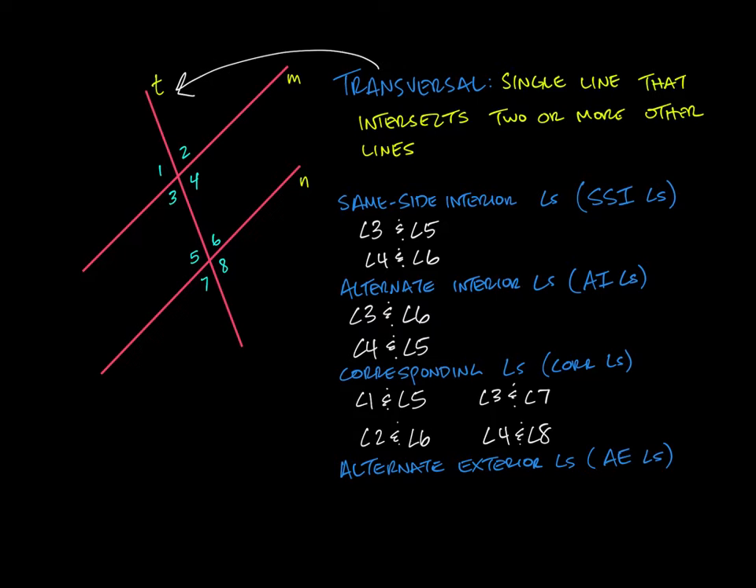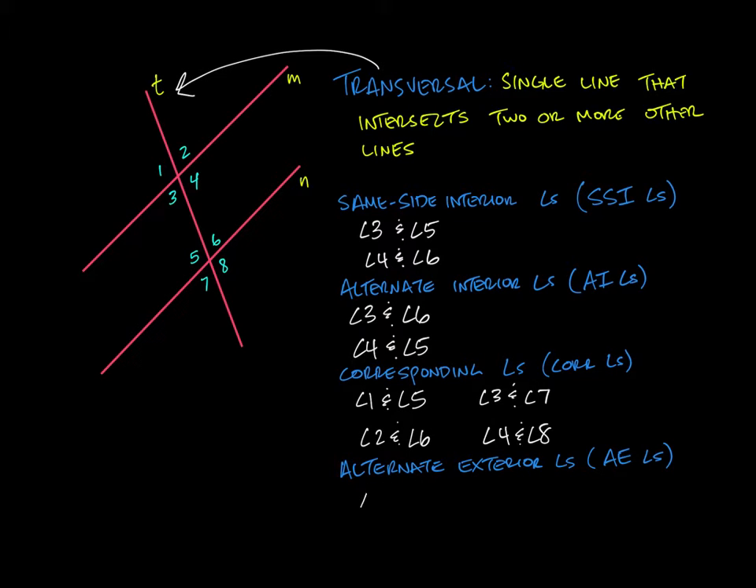interiors and alternate interiors. The last type of angle pairs that we're going to talk about are called alternate exterior angles. And so it's the first time we see the word exterior appearing. Before we talked about interior angles up here. So these are going to be 2 angles that are in the exterior space, so either below N or above M, but they're on opposite sides of the transversal.